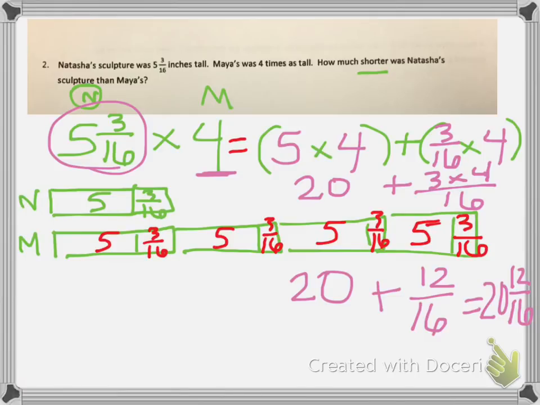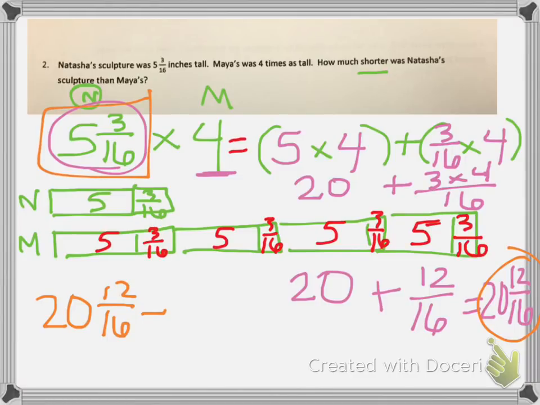But we're not done yet because we need to find out how much shorter Natasha's sculpture was than Maya's. Okay, so we have to subtract. Now we have to turn this into a subtraction problem. We have to subtract 20 and 12/16. Take away Natasha's, which is this one. Take away 5 and 3/16. We did subtraction problems earlier in the unit, so you guys are able to do this.